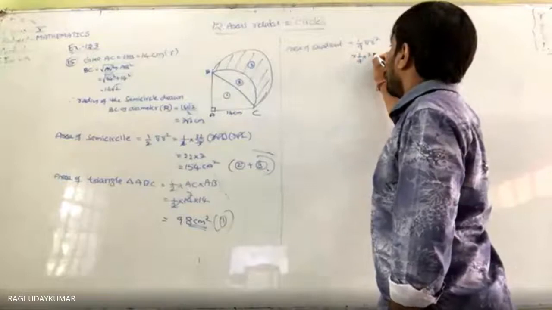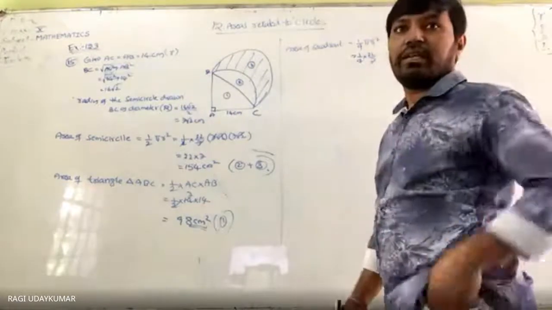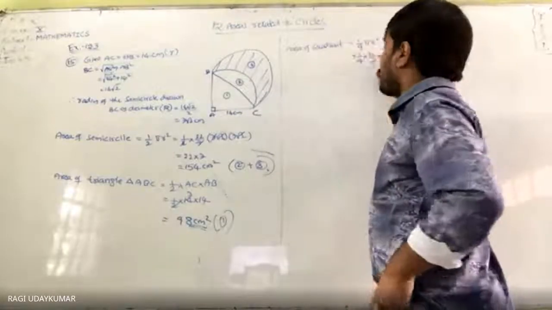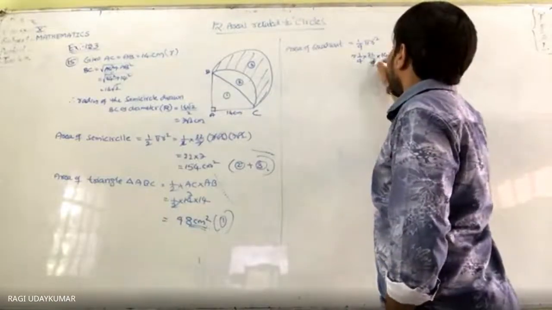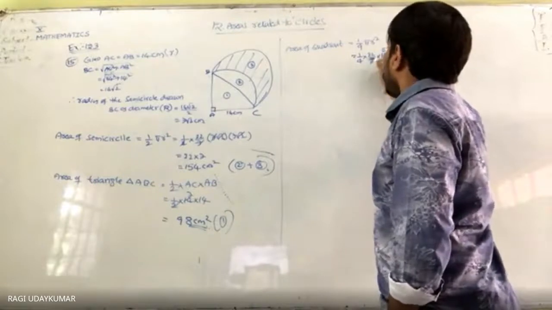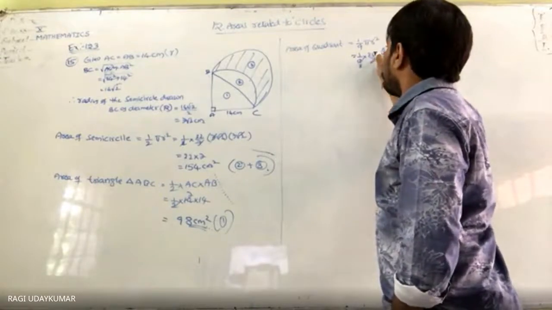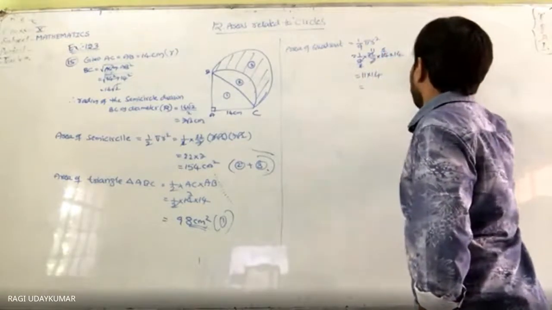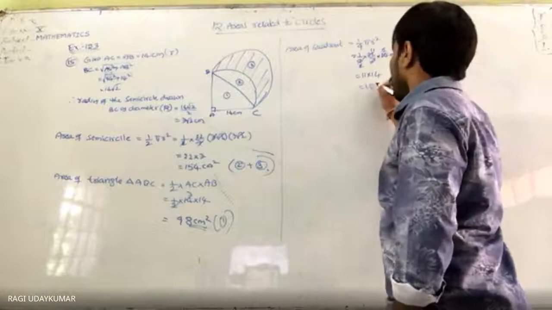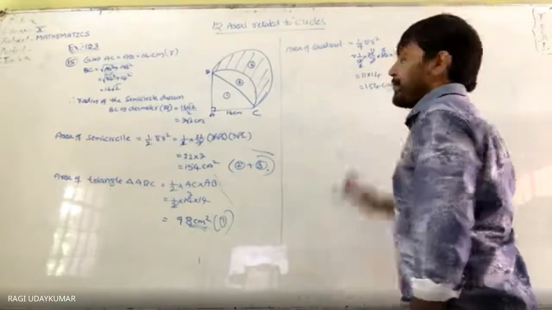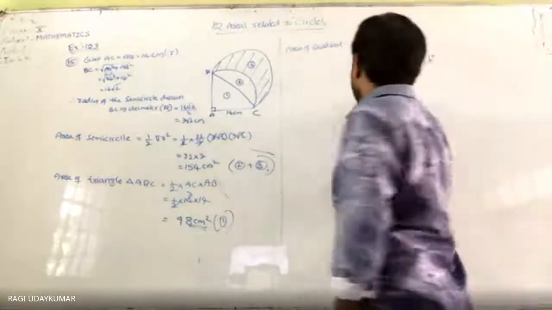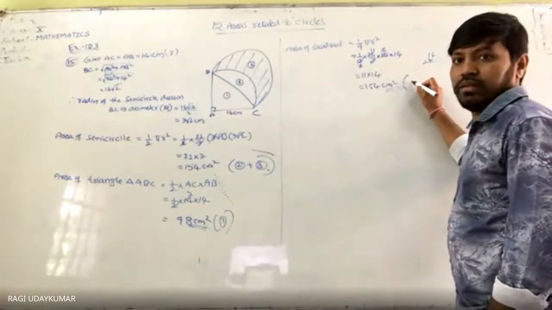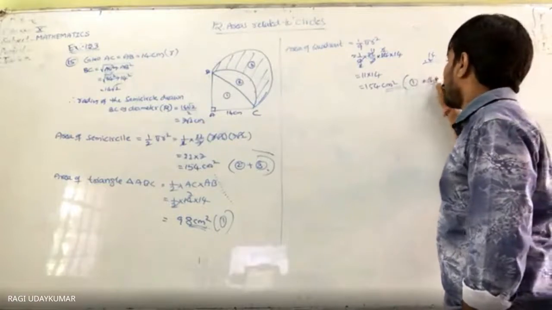So what do we get here? 1 by 4 into 22 by 7. The value of pi is given, so we take 22 by 7, and the radius is equal to 14. So 14 into 14, we are going to get 11 into 14, which is 154 centimeters square. So this is area 1 and plus area 2 together.